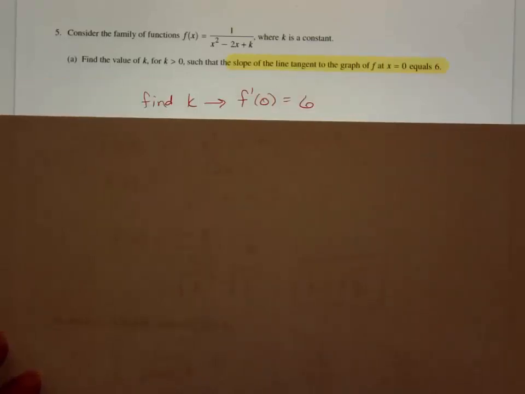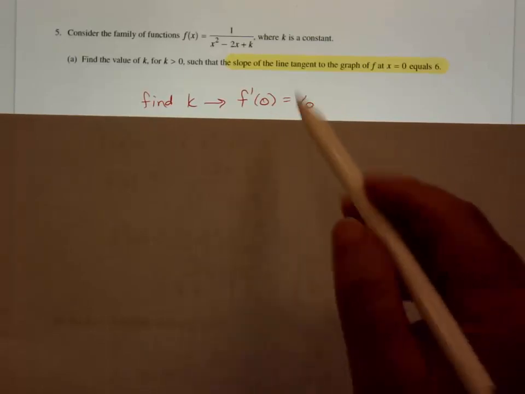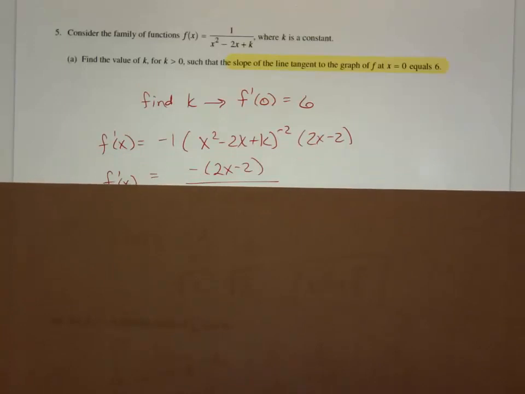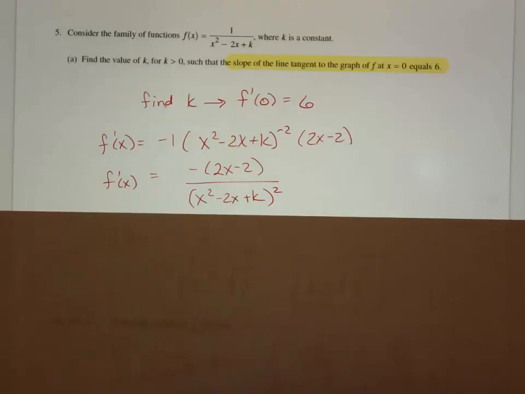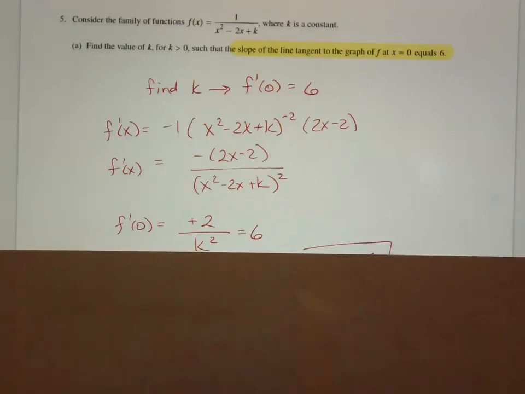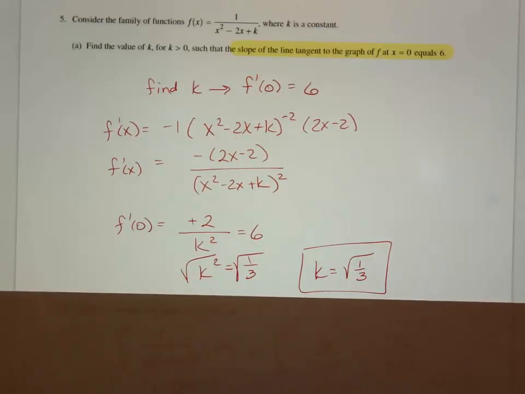So that basically is saying find k when f prime of 0 equals 6. Slope of a tangent line is the derivative. So what we do is we first take the derivative, which would be negative 1 times x squared minus 2x plus k to the negative 2, and then the derivative of the top is 2x minus 2, which puts negative quantity 2x minus 2 over the bottom squared. So the slope at 0 should equal 6. That means we plug in 0 for x, which makes there be a positive 2 on top because it's a negative negative 2. And then 0 on the bottom leaves k squared equals 6. Solve for k. So k squared equals 1/3, and k equals the positive square root of 1/3. It is not plus or minus because it says in the problem that k is greater than 0.